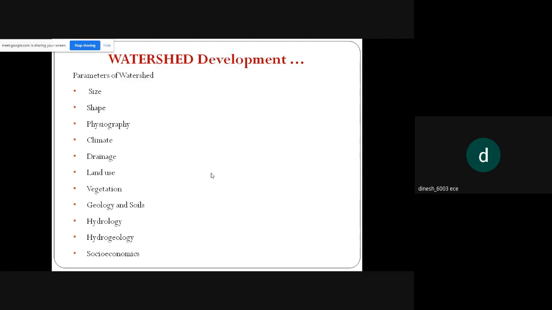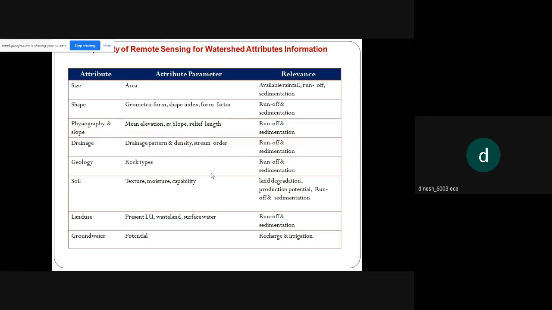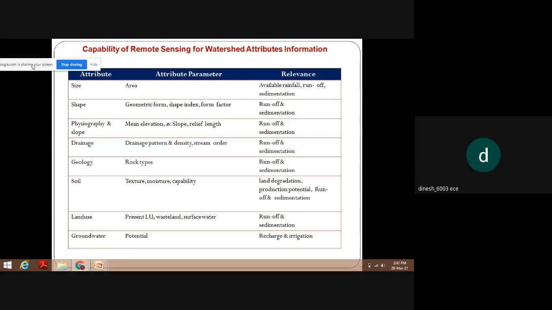So, what are the watershed development parameters? They are the size, shape, physiography, climate, drainage, land use, vegetation, geology, soils, hydrology, hydrogeology, and socio-economic status. All play a major role equally for the development of watershed management. So let us see the attributes, the parameters, and their relevance in watershed management.